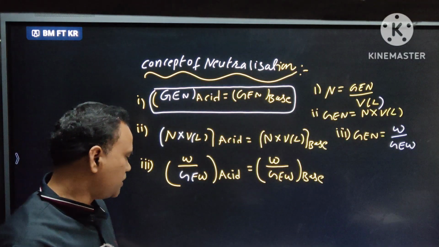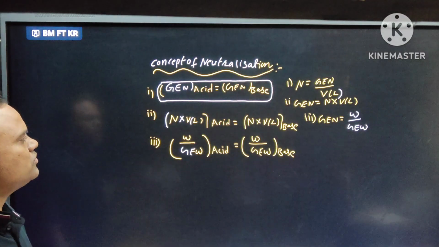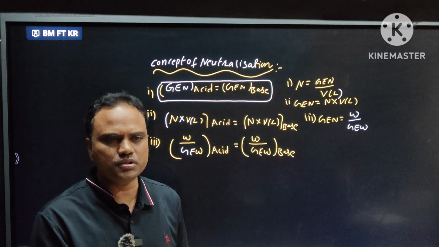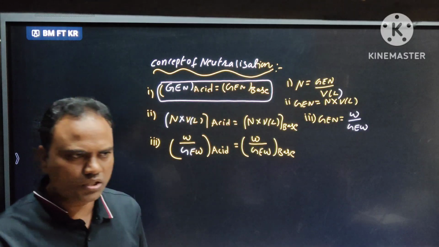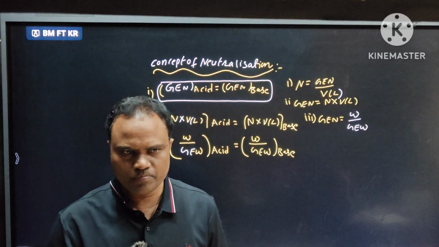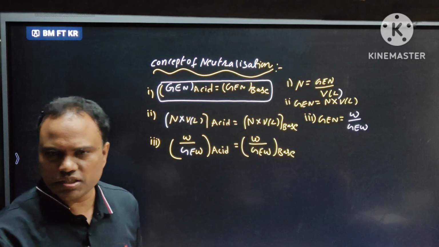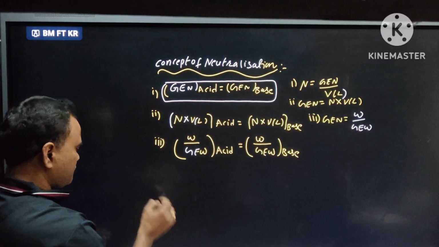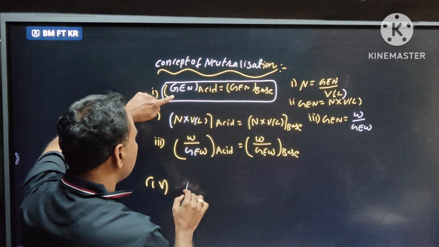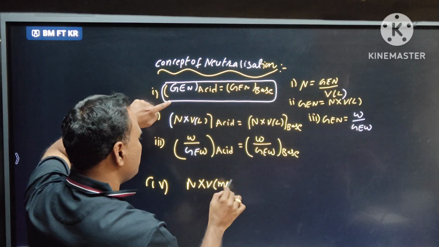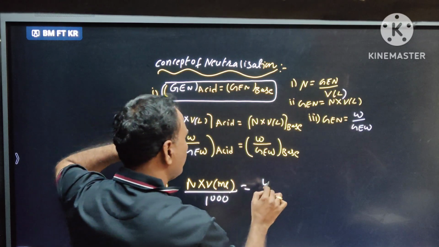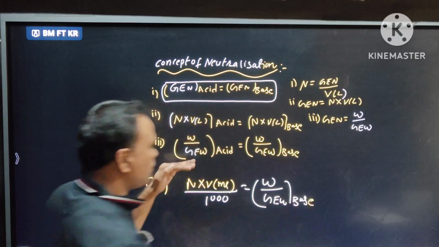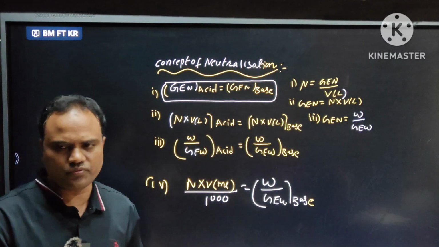Different relations are there, so based on the given data, you have to select which formula to use. For example, if one compound's data is given in terms of weight and the other compound's data is given in terms of volume, say acid data in volume and base data in weight, then take it like this: normality into volume in ml divided by 1000 is equal to weight by gram equivalent weight of base. This is also important. We are just converting Gn into different forms.